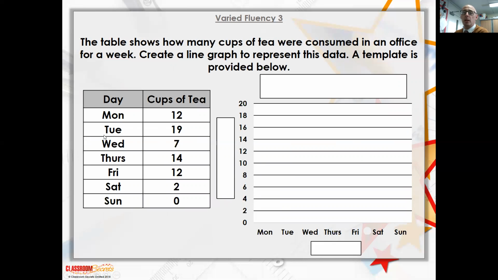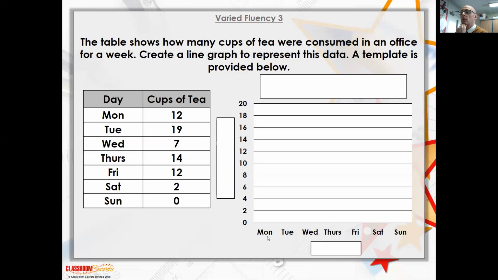Here we've got another table, but this time we haven't got any of the data or the title shown. I wonder what the title would be. The table shows how many cups of tea were consumed in an office for a week. Well, I think there's a bit of a clue there, isn't there? So the title would be about the number of cups of tea drunk in a week.